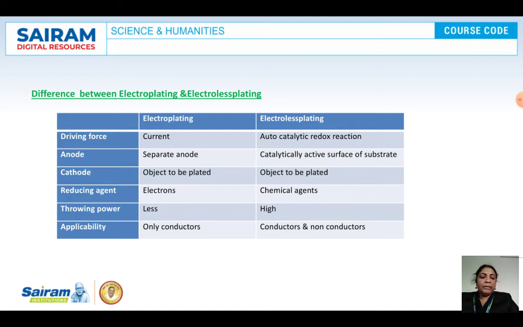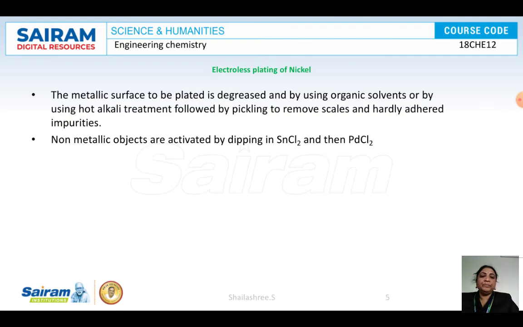Coming to throwing power, it is the ability of the plating bath to give a thin and uniform coating. It is less in electroplating, and throwing power is very good in electroless plating. Applicability: electroplating can be applied only to conductors, whereas electroless plating can be done on anything: conductors, non-conductors, insulators, plastics. This is the differentiation between the electro and electroless plating processes.